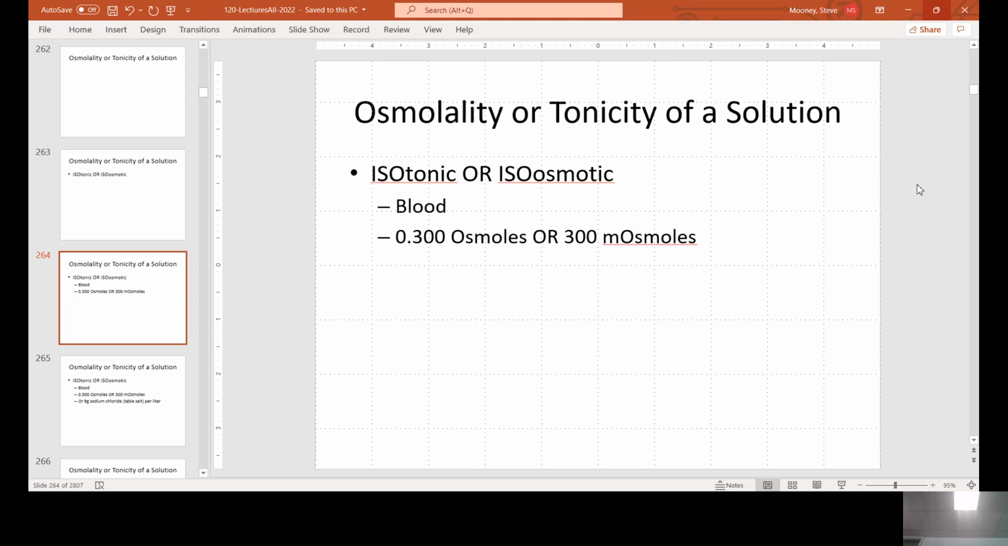And when we're doing that, we see 0.3 osmoles, one third of a mole, in a liter of water, a kilogram of water. Or if we do our milli, we move that decimal point three places, we have 300 milliosmoles, and that's about what you're going to see for most isotonic solutions. 290, 300, 310 is considered isotonic or isoosmotic. So tonicity and osmolality are equivalent or synonyms.